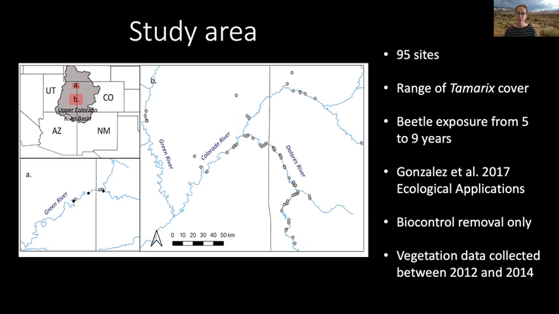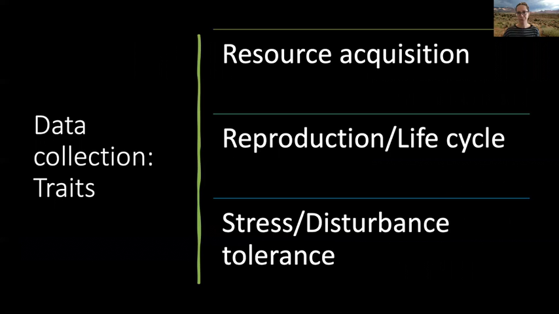For our purposes, we examined all sites in that larger study that only had biological control removal of Tamarix. And vegetation data was compiled by Gonzalez and others and was sampled between 2012 and 2014 using line intercept method.